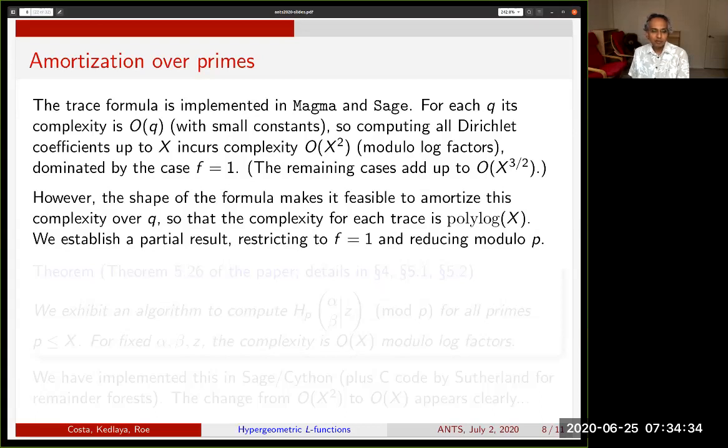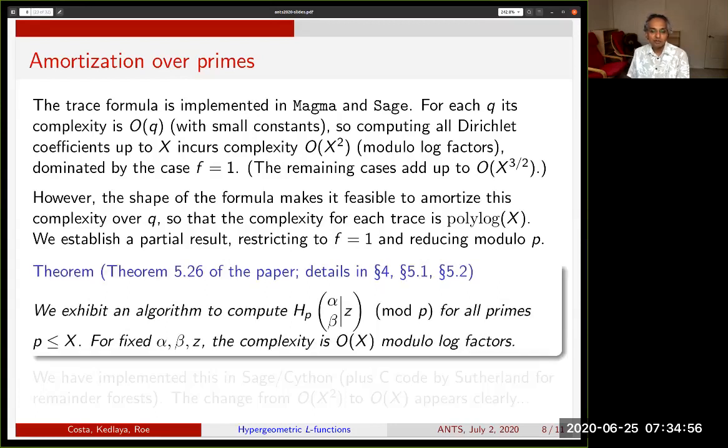However, the shape of the formula makes it feasible to amortize the complexity over different values of q. And this is the main point of the paper, that at least in a restricted setting, we would like to achieve a complexity for each trace which is polylog in x. This is the sense in which we mean average polynomial time. We don't do this at the level of generality that the formula was stated. We make two simplifying assumptions, which I'll discuss at the end. One is that we only consider the prime traces. We only consider f equals 1. And furthermore, we only consider the reduction of the formula modulo p.